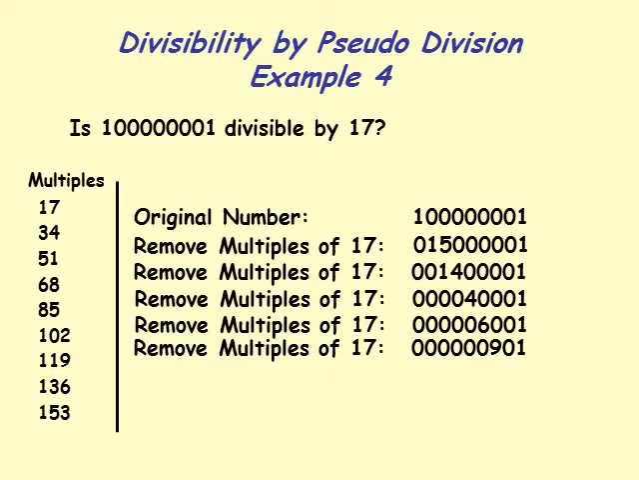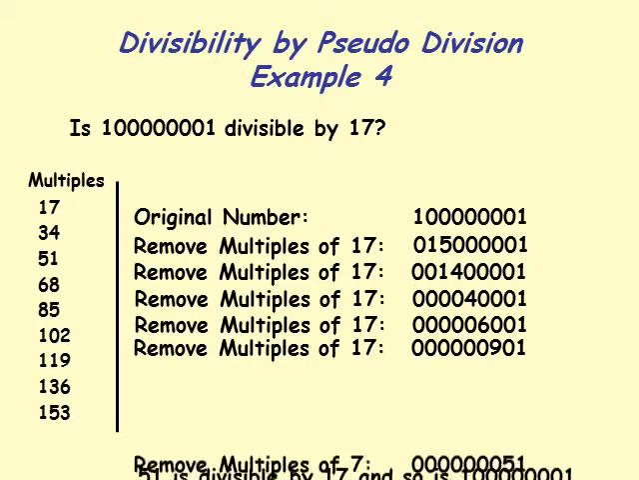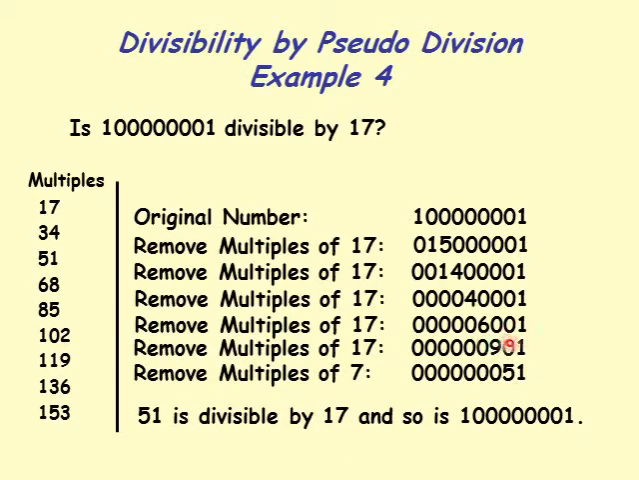Now I got 60 here. From 60 I take away 51. Leave a 09. From 90 I take away 85. Leave a 05 here. And 51 is in this table here. 51 is divisible by 17, and so is 1 followed by 7 zeros and 1, 100000001.